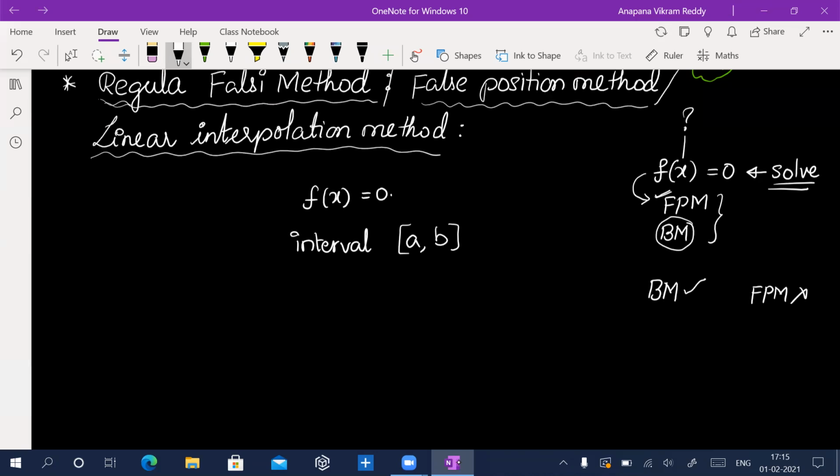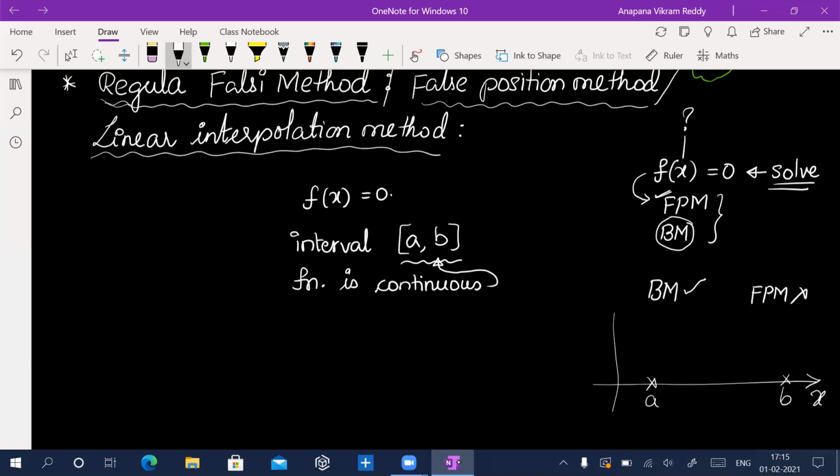You will see that your function must be continuous within the interval a b. For example, this is my x-axis, I have some a here, I have some b, and you have some function like this. Within the interval a b, this function is continuous. Because we are going to find real roots using these methods, the function must be continuous. If the function is discontinuous, we can use neither BM nor FPM to find the answer.